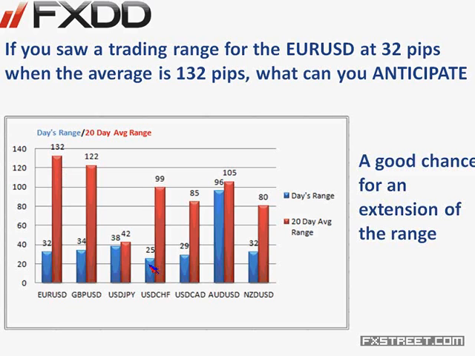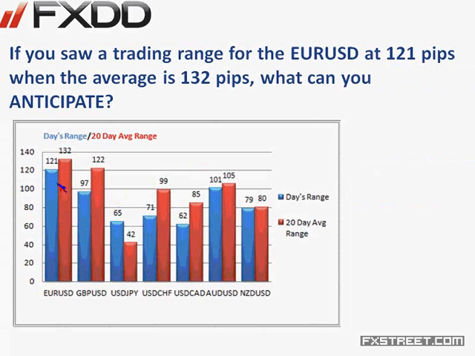So there's a good chance for an extension of the range when you have this narrow trading range. Very important clue. Now, this is what I looked at this morning: I saw 121 pips in the euro versus U.S. dollar when I came to work this morning in New York, and saw that indeed the range did extend. We are now at 120 pips.